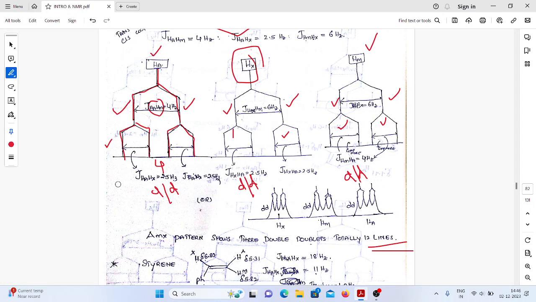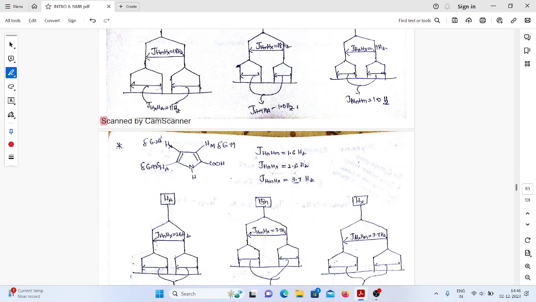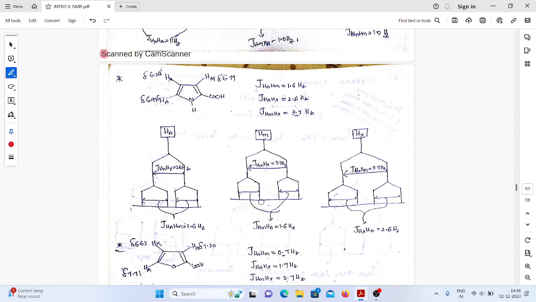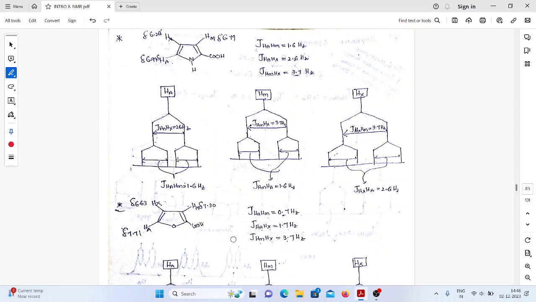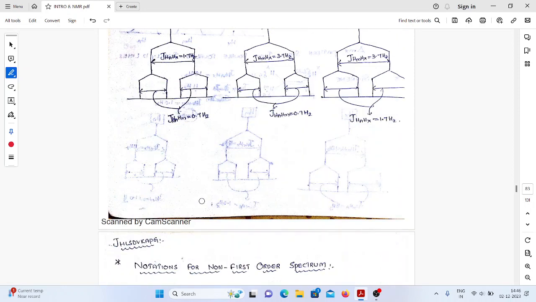Very important. In every interview, people will ask you to give one example of an AMX system and why. Take simply styrene oxide and explain everything. Right? For your understanding, some more examples are there. According to these examples, you can work out the lines. Generally, we are going to get 12 lines for the ring protons, with different coupling strengths. So this is all about the notation of first order spectra.